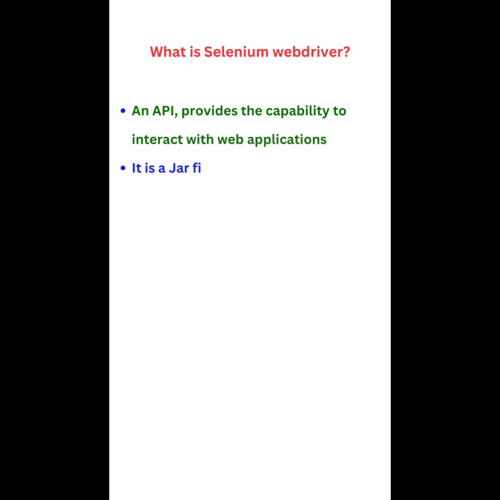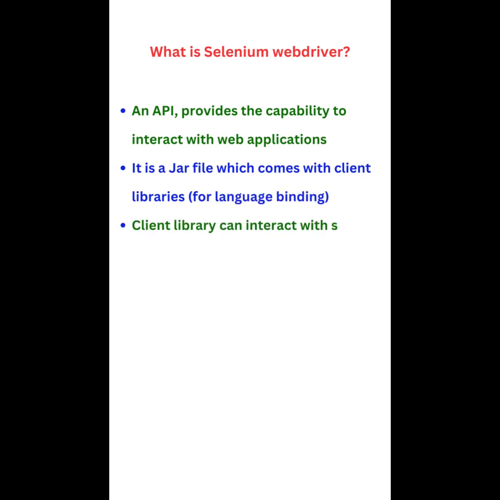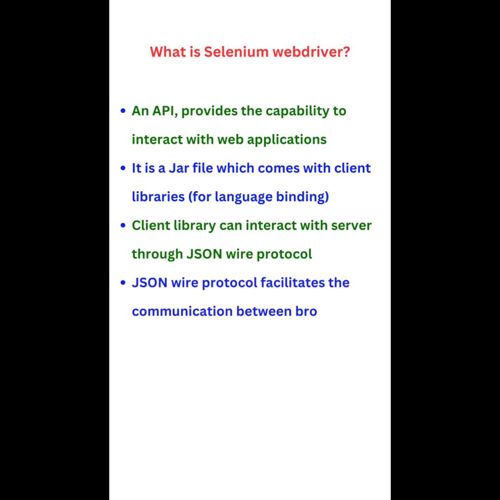What is Selenium WebDriver? It is an API that provides the capability to interact with web applications. It is a jar file which comes with client libraries for language binding. The client library can interact with the server through the JSON Wire Protocol. JSON Wire Protocol facilitates the communication between the browser and code.